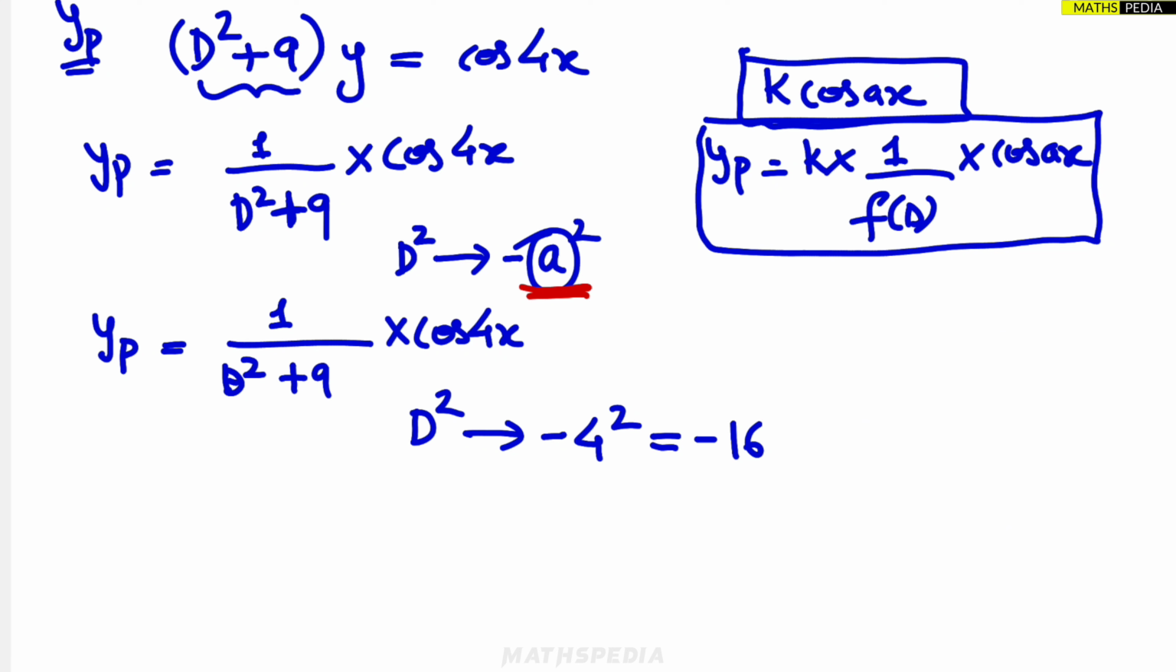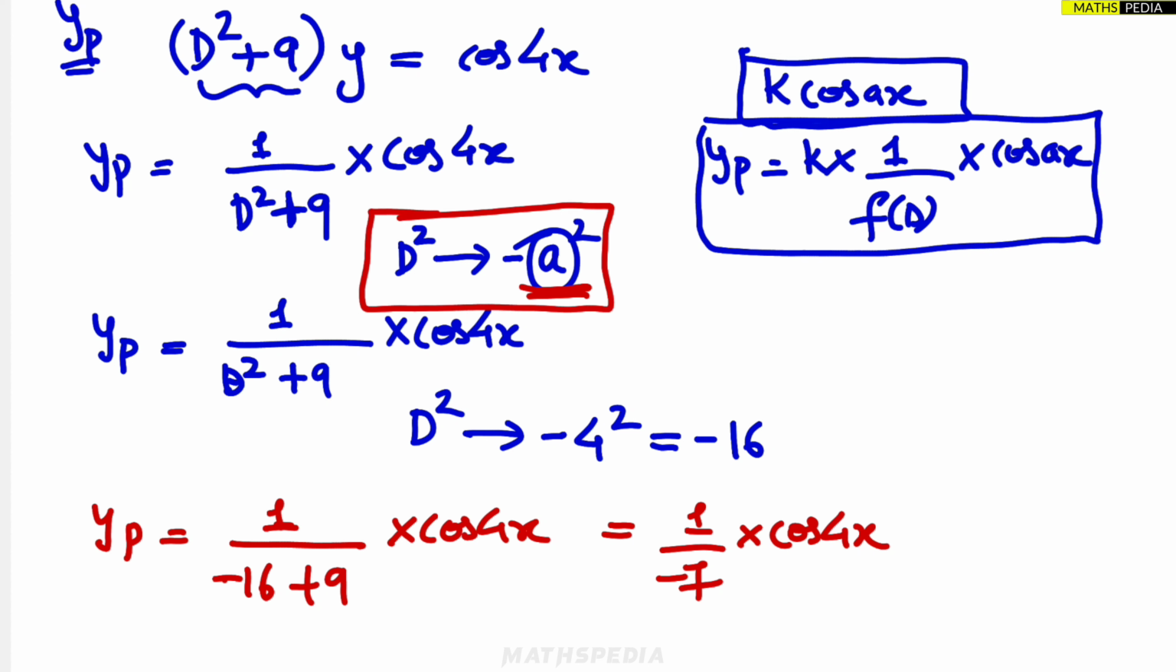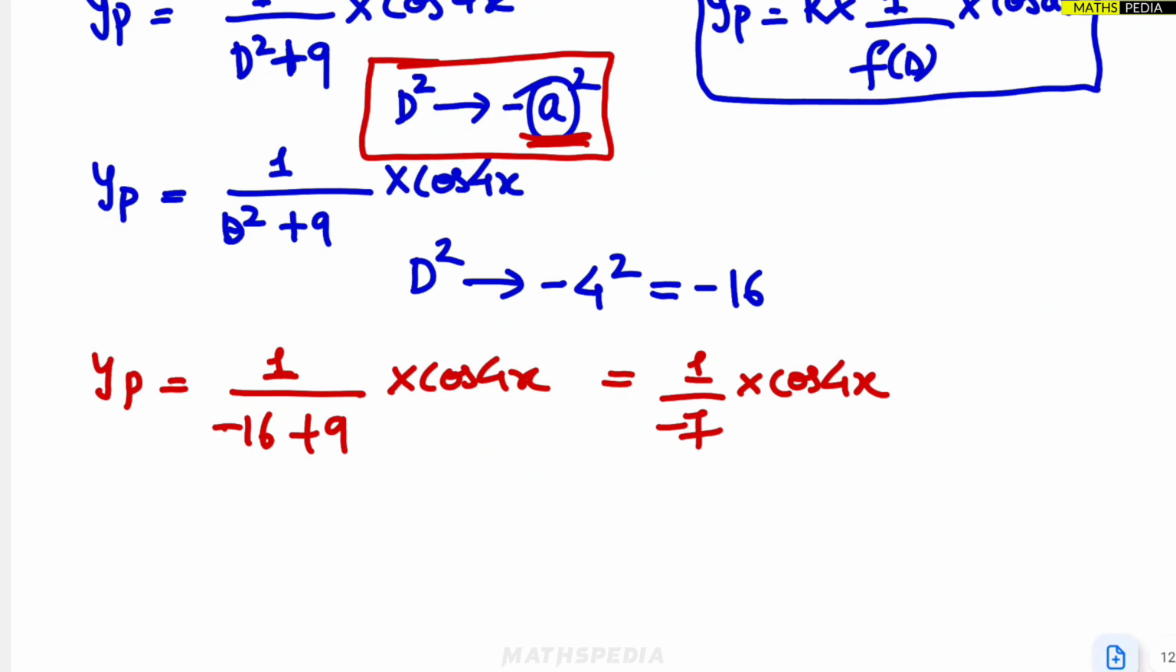So what will happen? Yp is equal to 1 divided by d square, in place of d square minus 16 plus 9 into cos 4x. So that is equal to 1 divided by minus 16 plus 9, which is equal to minus 7 into cos 4x. Our intention is basically to eliminate this d value. So whenever you're getting d square you have to substitute minus a square. No, this you have to remember that always it is d square. D square you have to substitute as what? Minus a square. Okay, so here we are not getting any d value remaining. D value is not remaining, right?